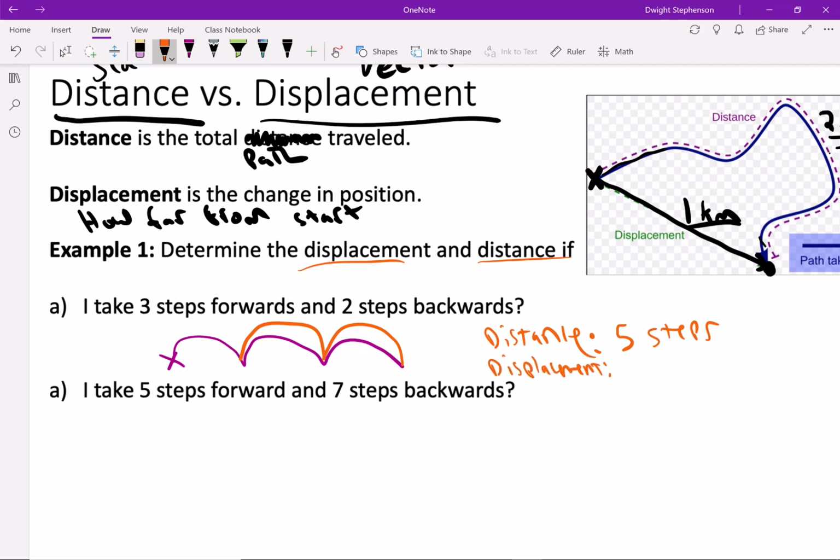Whereas the displacement, in this case, is how far am I from where I started? And you are here at the end. So you are only 1 step from where you started. So the displacement in this case is 1 step.